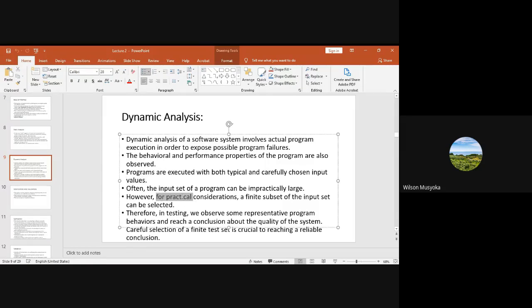So for practical considerations, we are going to have a finite number of subsets of inputs that can be selected. So we can have some random numbers which we try to input into the system and check whether they are working as expected. So when we are doing this dynamic analysis, when we are talking about testing, we are observing some representation of the program. And once we look at that representative program, then we can check the behavior and reach a conclusion about the quality of the system. So that is what we mean by dynamic analysis.